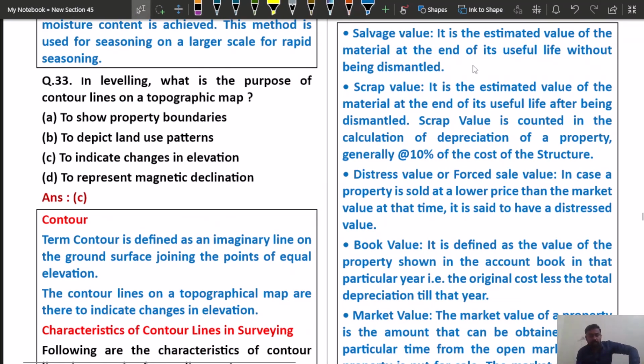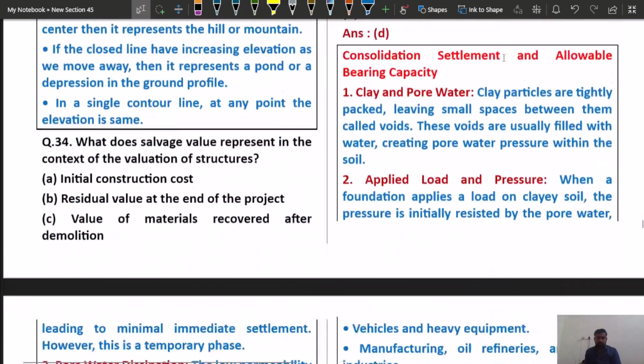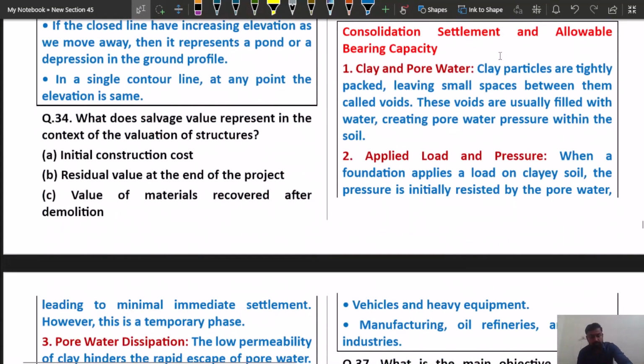In leveling, what is the purpose of contour lines on a topographic map? So what is a contour line? A contour line is the imaginary line which joins equal elevation points on the ground surface. On the topographical map, these contour lines indicate the change in elevation. So option C is correct for this question. Now proceeding to the next question.